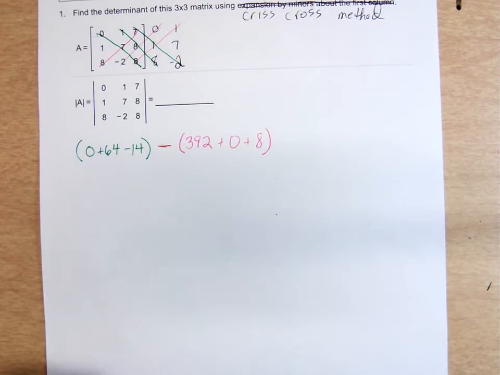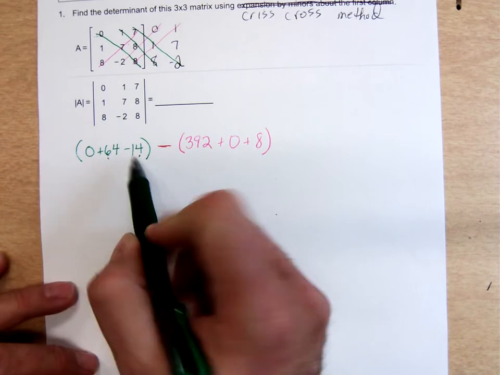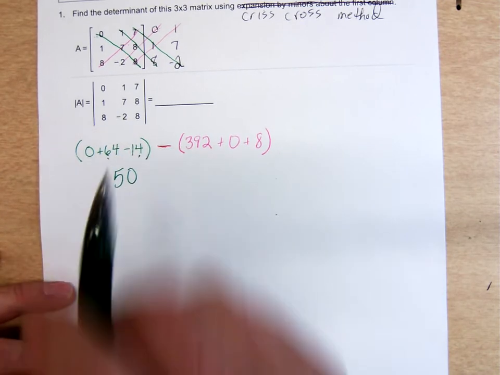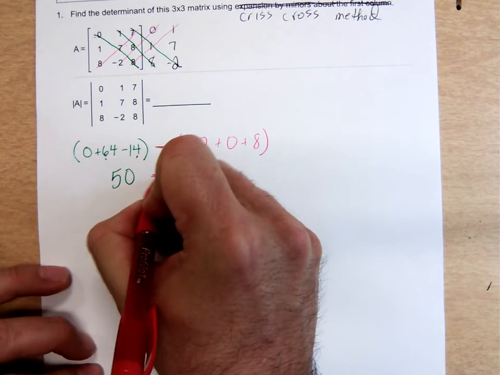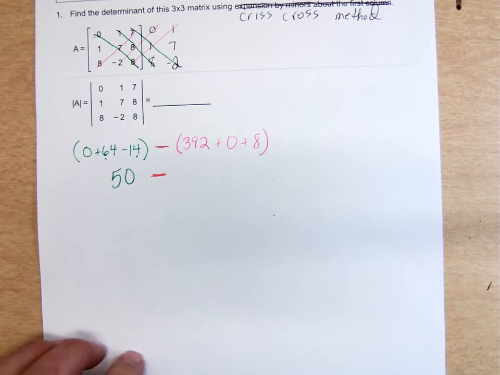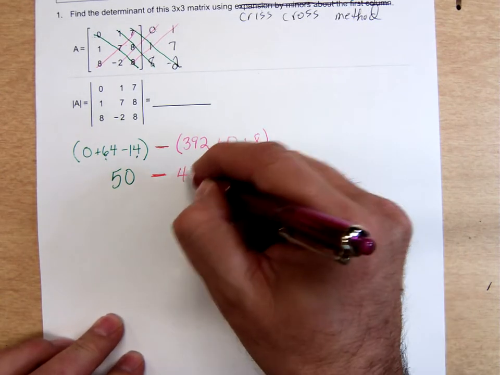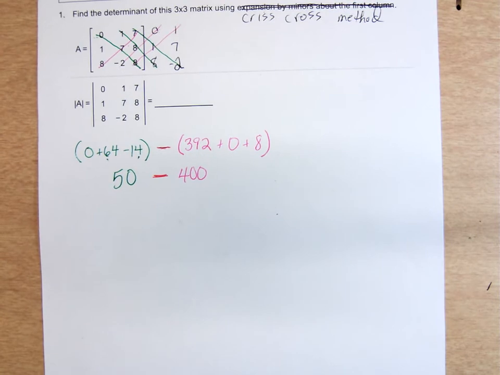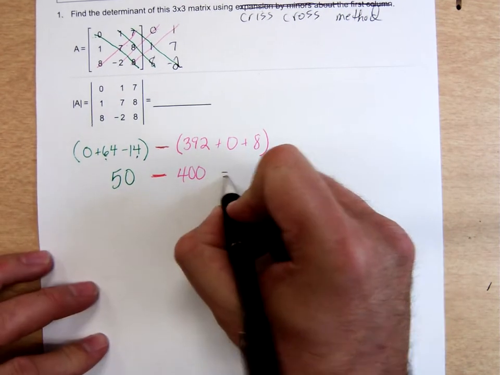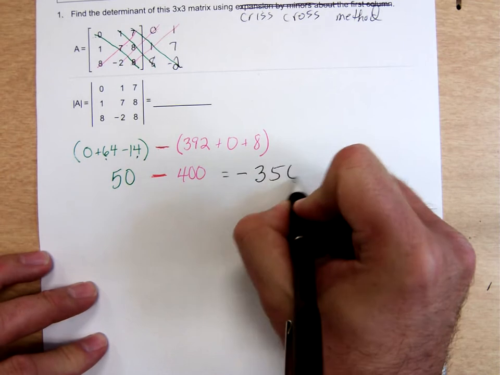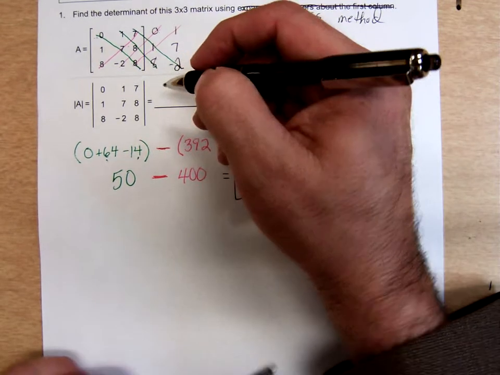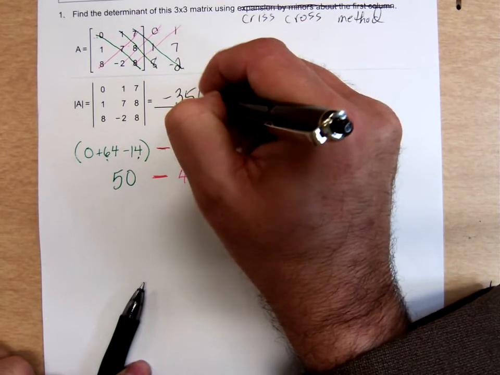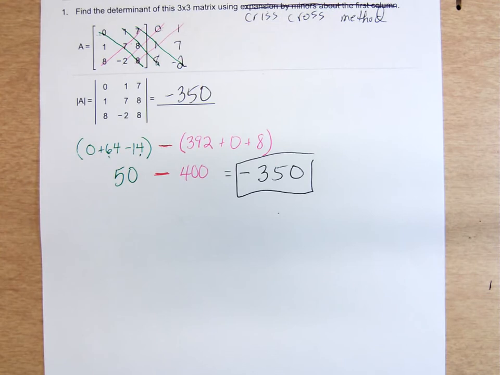So, let's see. 64 minus 14 is 50. Then minus, always minus in between those parentheses. 392 plus 8, is that a 400? So 50 minus 400 is a negative 350. Okay. When I have a chance, I'll just go type these answers in.